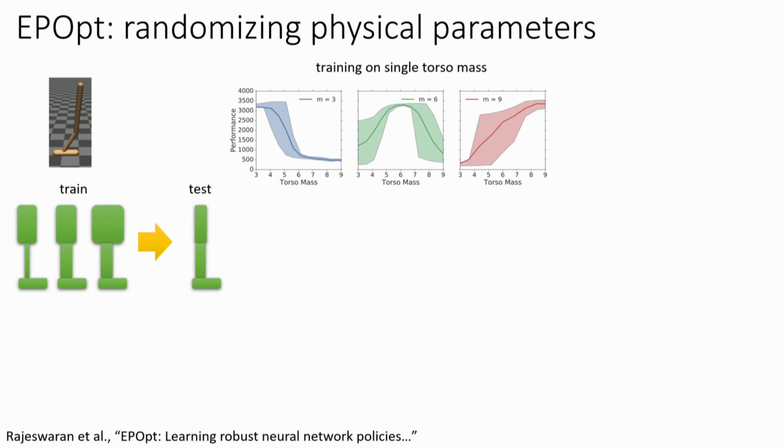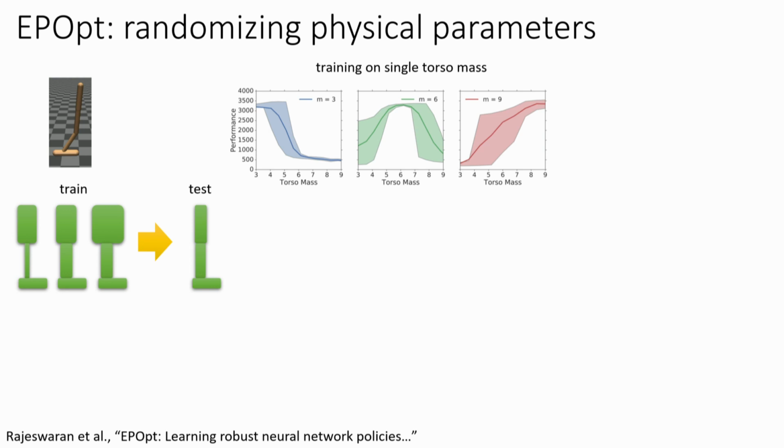So what these plots are showing, on the x-axis, is the mass of the torso of the little hopping robot, so the mass of this upper link. And on the y-axis, the reward. The three plots show the performance for different torso masses of a policy trained with a single mass, and that single mass is indicated in the legend here. So this one was trained with a mass of 3, which is over here. This one was trained with a mass of 6, right there. And this one was trained with a mass of 9.